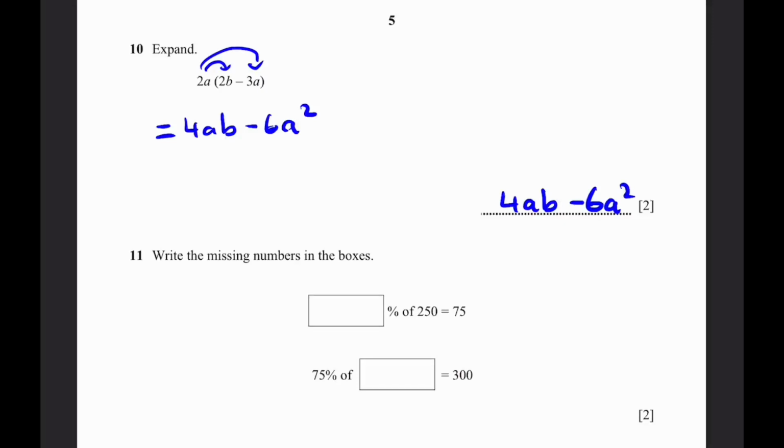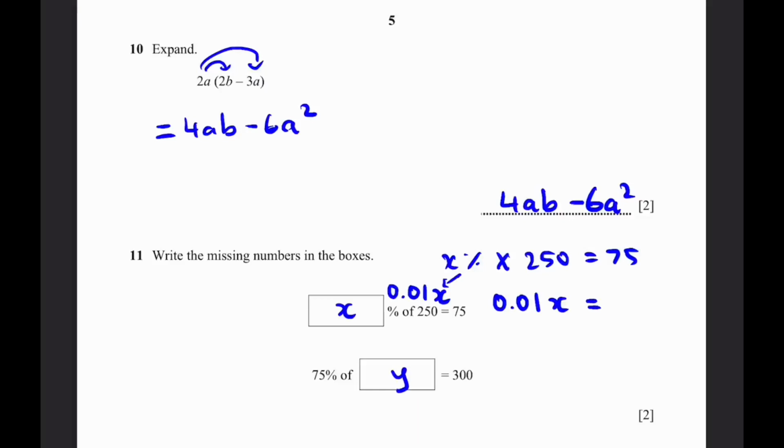Question 11. Write the missing numbers in the boxes. Dash percent of 250 equals 75, and 75% of dash equals 300. So let's substitute this as x, and this is y. Let's find out x first. X percent multiplied by 250 equals 75. And x percent can also be written as 0.01x. 0.01x multiplied by 250 is 75.